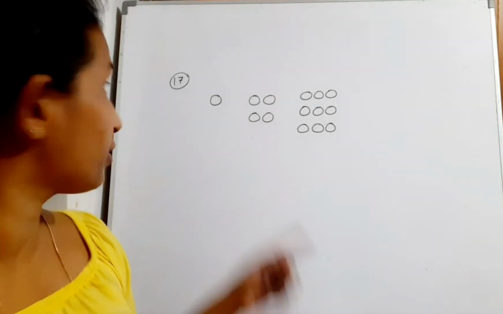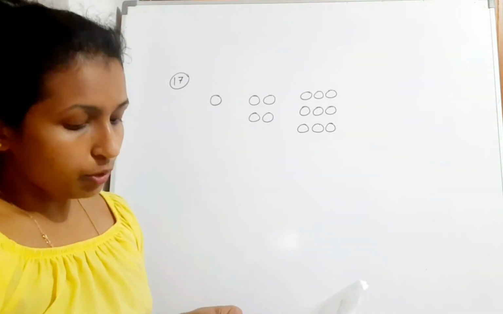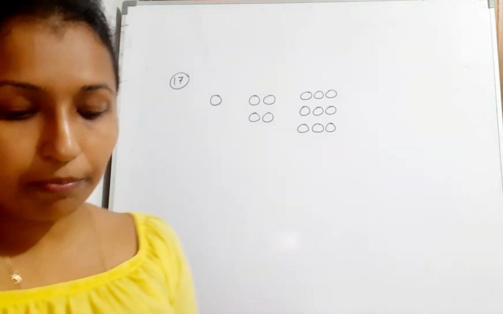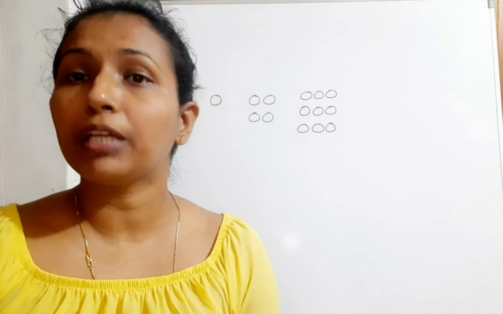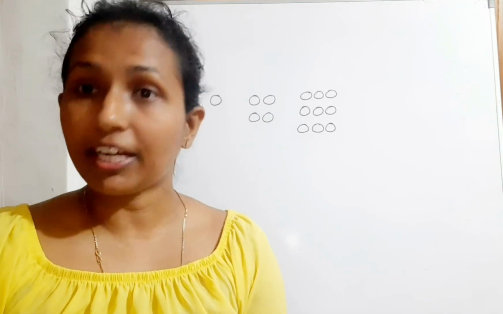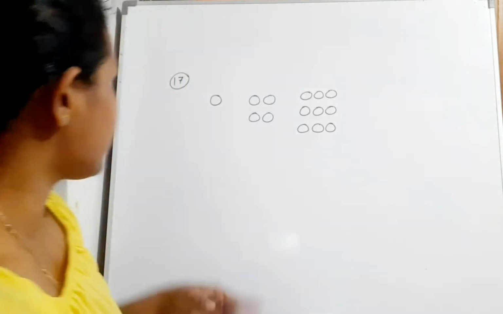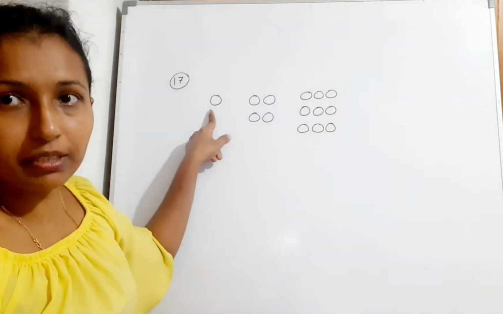Now see question number 17. Draw the fifth square number pattern according to the pattern given below. Right. What do you mean by square numbers, children? Yes. Square numbers means the numbers that can be represented in a square by dots. Right. This is the first square number.